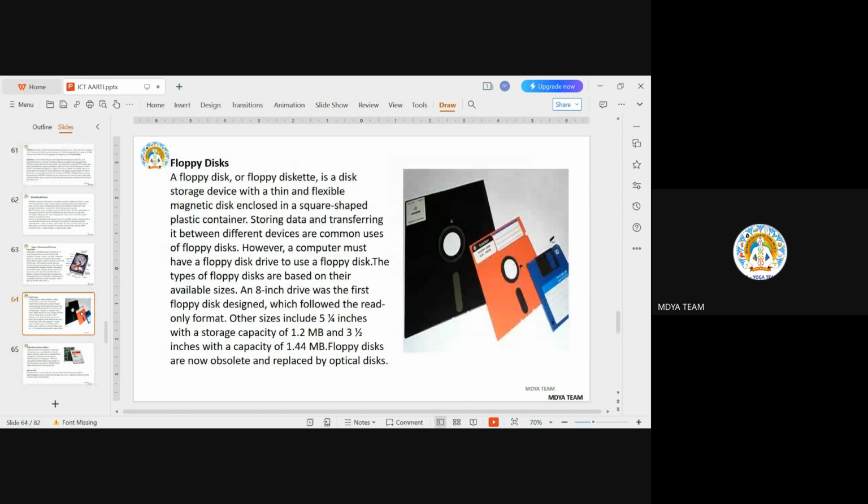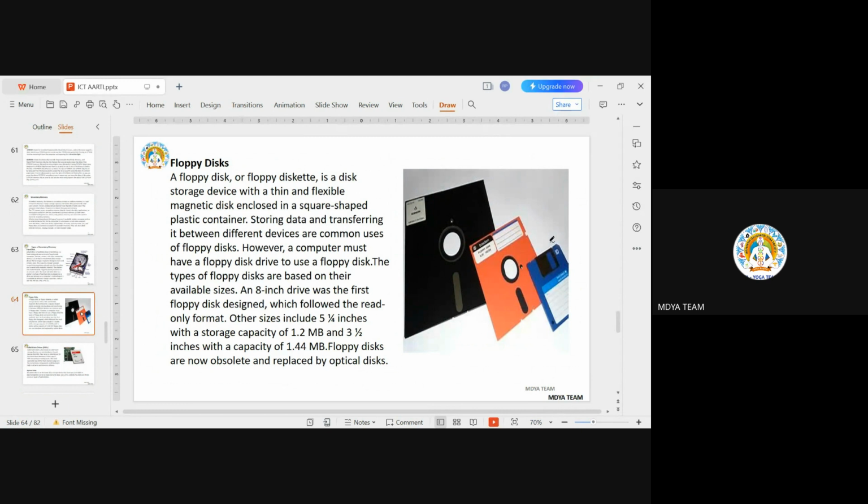Floppy disk, and this is obsolete. These disks are obsolete nowadays. We don't use these devices, because today you will see the CPU comes without these drives.